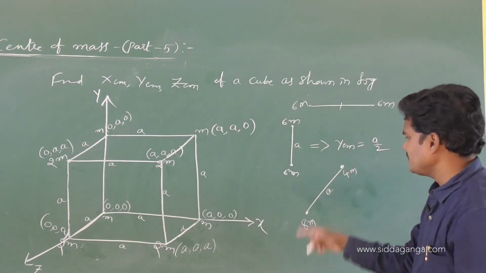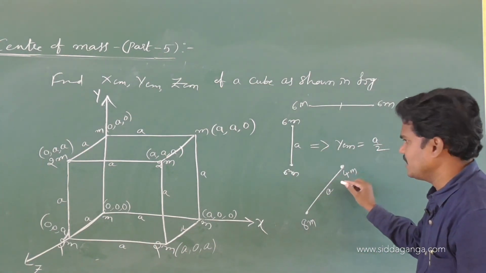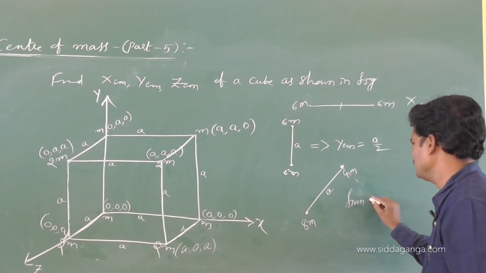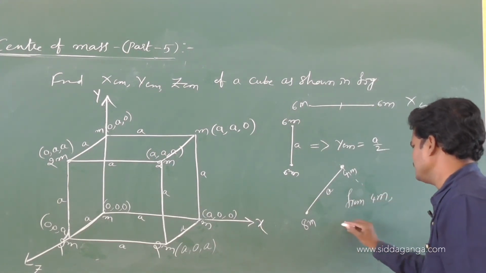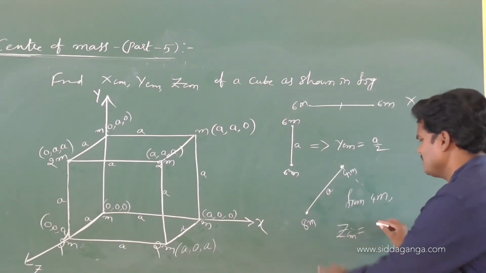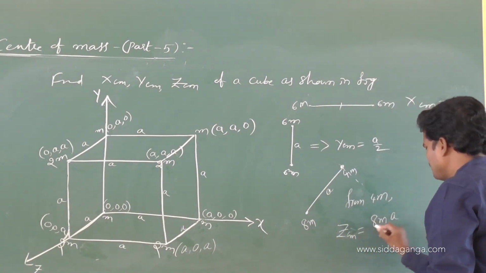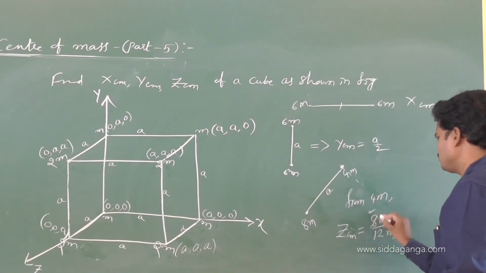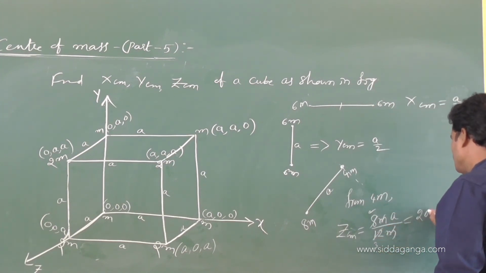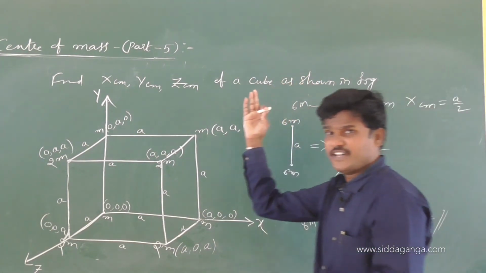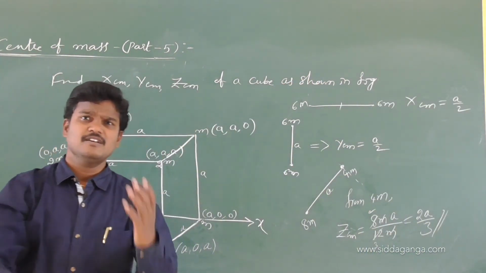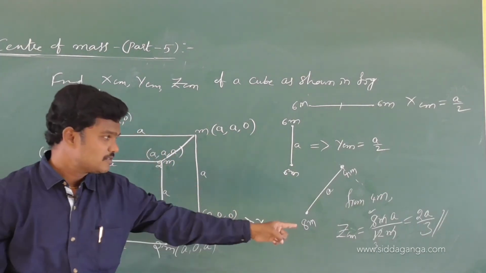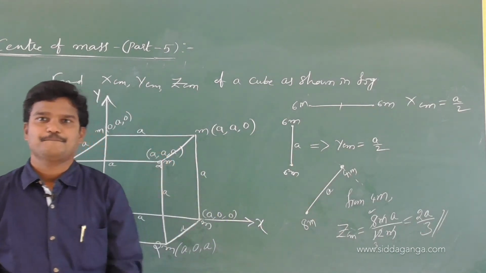Then find the ZCM. If we find it from 4m, from the back side, ZCM we can write as opposite mass 8m into distance by total mass. Total mass is 4m plus 8m, 12m. So 8m by 12m, this is 2, this is 3. So how much is the answer? 2a by 3 from the backside face. Front face is a by 3. Center of mass from the front face is a by 3. From the backside face is what? 2a by 3.